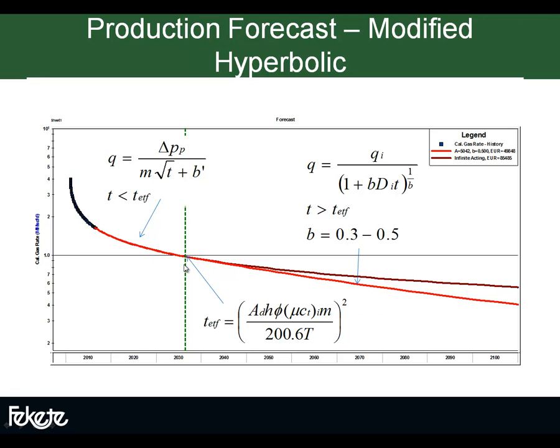The b value prior to the end of transient flow is going to be set and locked into a b value of 2 because that's linear flow. And really it's as simple as that. That's how we create our decline curve analysis for an unconventional reservoir.